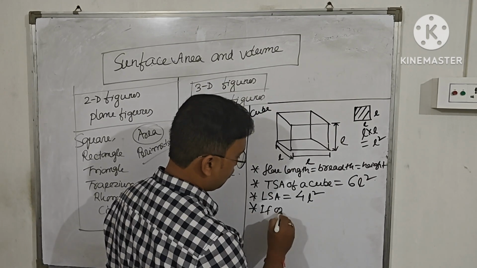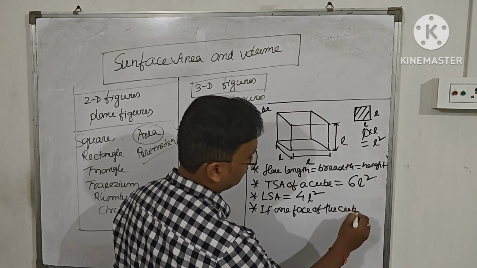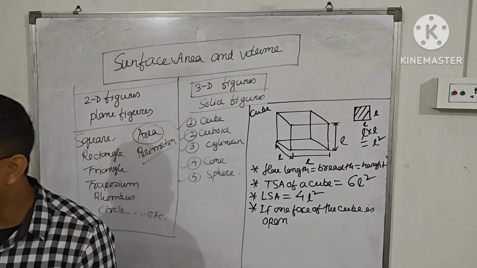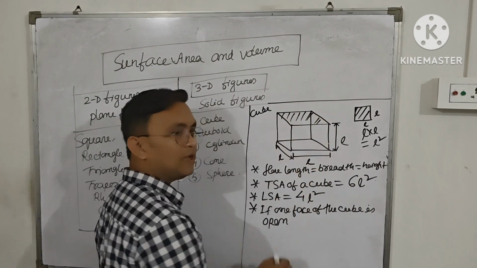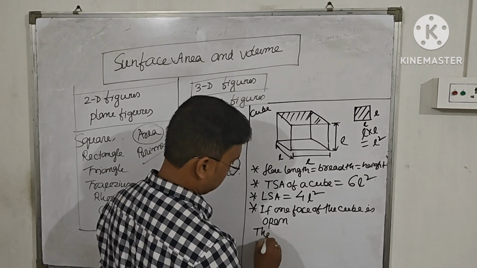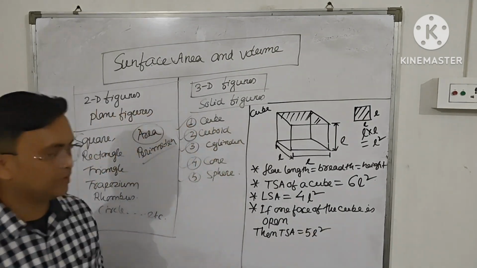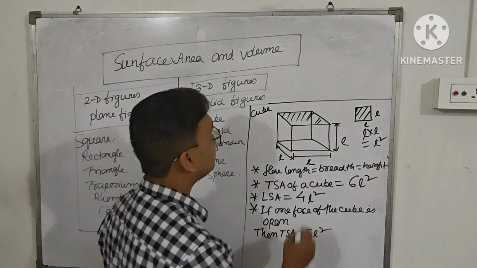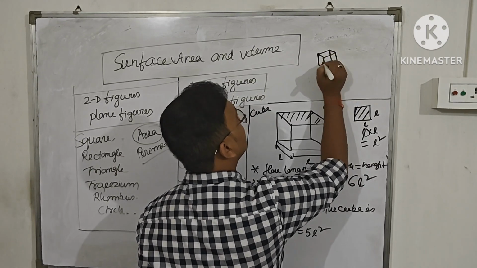Now, if one face of the cube is open, like the box of a parcel from Amazon, suppose this face is open, okay, remaining 5 faces are still here. So then total surface area is 1 face excluded, 5L square. Understood?